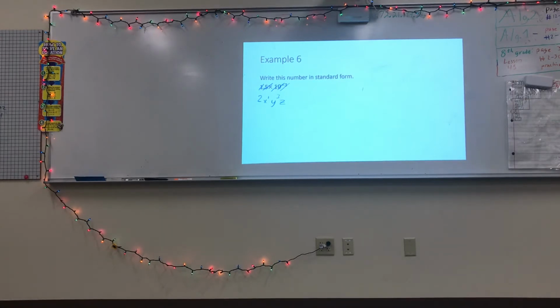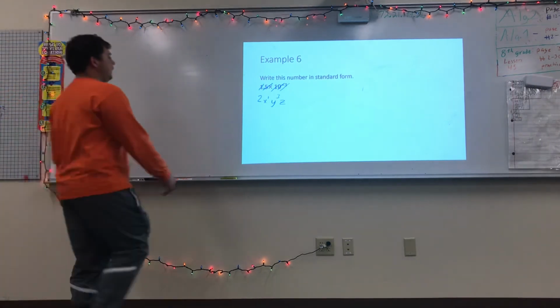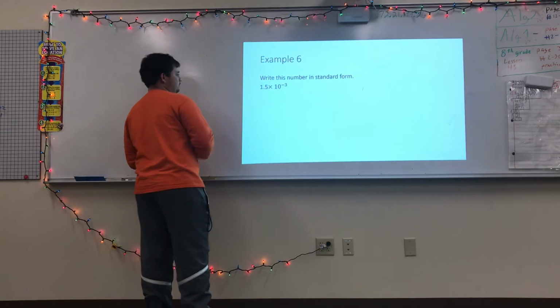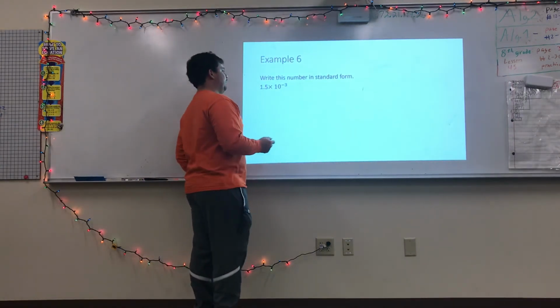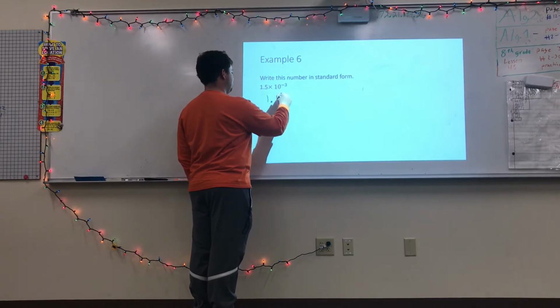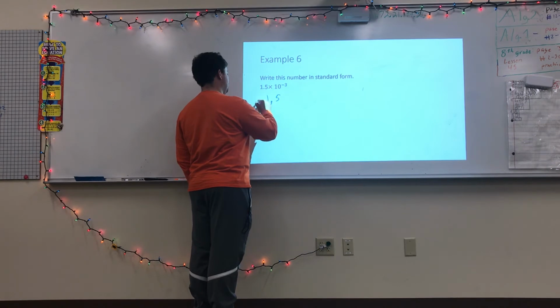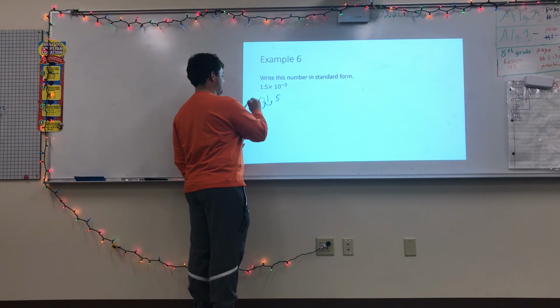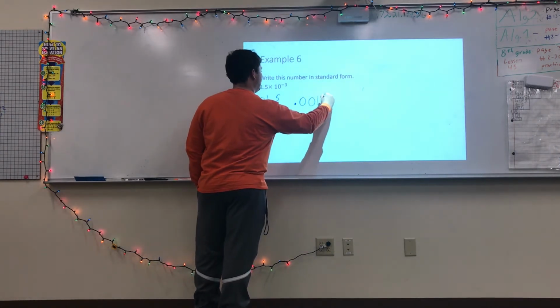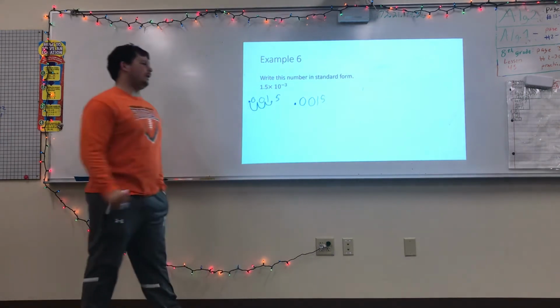Alright, another problem. This one's just full of things. So I'll write this in standard form. The one thing this tells me is I have to move my decimal 3 places to the left. 1, 2, 3. Here you're going to get 0.0015. That is my answer there.